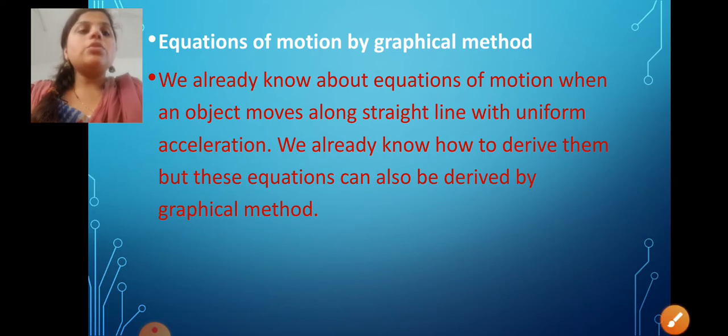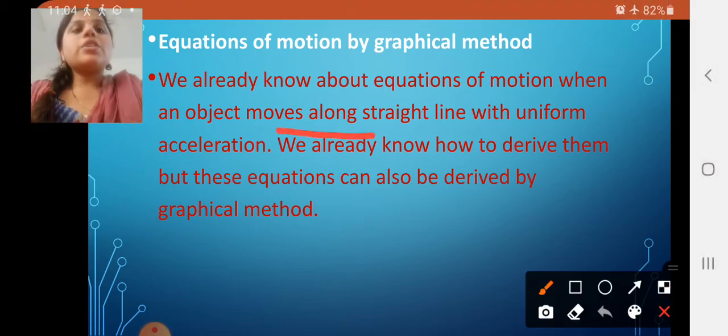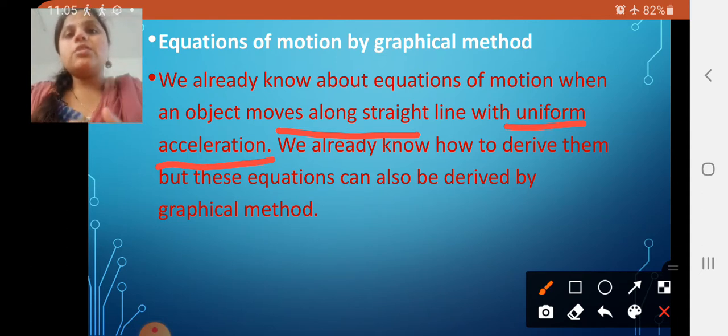We already know some equations of motion when an object moves along a straight line with uniform acceleration. We know v is equal to u plus at, and when the initial velocity is 0, then v is equal to at. This is one of the equations which we know, and it relates acceleration, velocity and time.